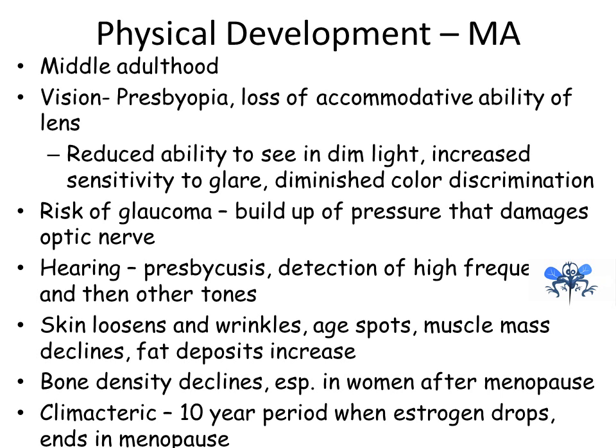Skin loosens and wrinkles, and we get age spots and muscle mass declines and fat deposits increase. None of this is fun stuff. This is not anything any of you are looking forward to. I know it. Bone density declines, especially in women after menopause, which is why they start talking about osteoporosis, and that's where bones become brittle and break very easily. And then climacteric. This is a 10-year period in women where estrogen drops, and that ends actually in menopause. So the end of that 10-year period is menopause, where they stop having periods.